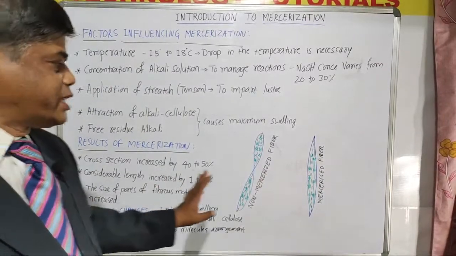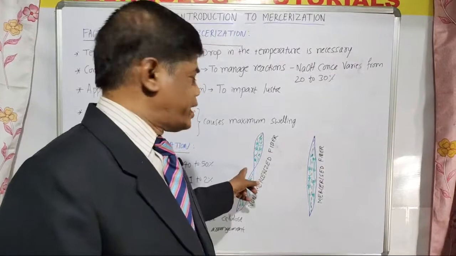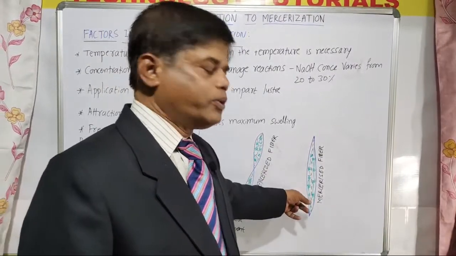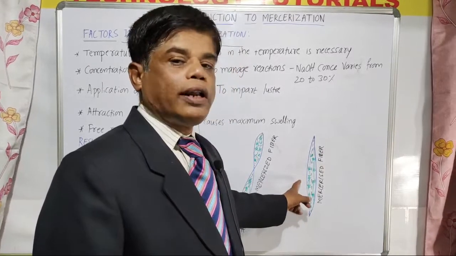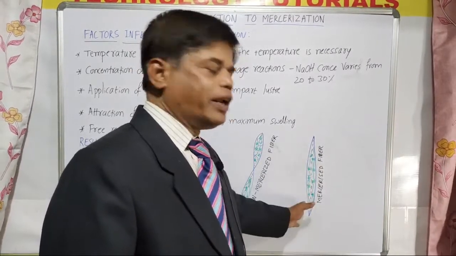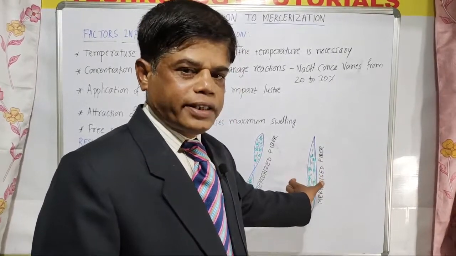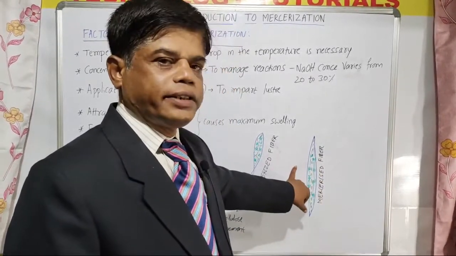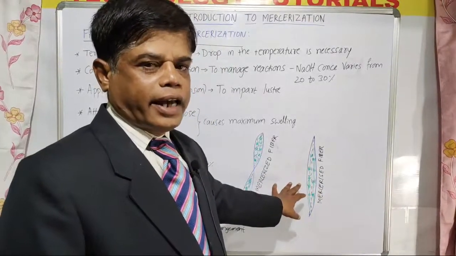Chemical change takes place. One is, after mercerization, the flattened ribbon-like fiber is converted into a fully swollen fiber. So it is swelling. It swells like this. Cross section is increased, length is increased. This physical change has happened.